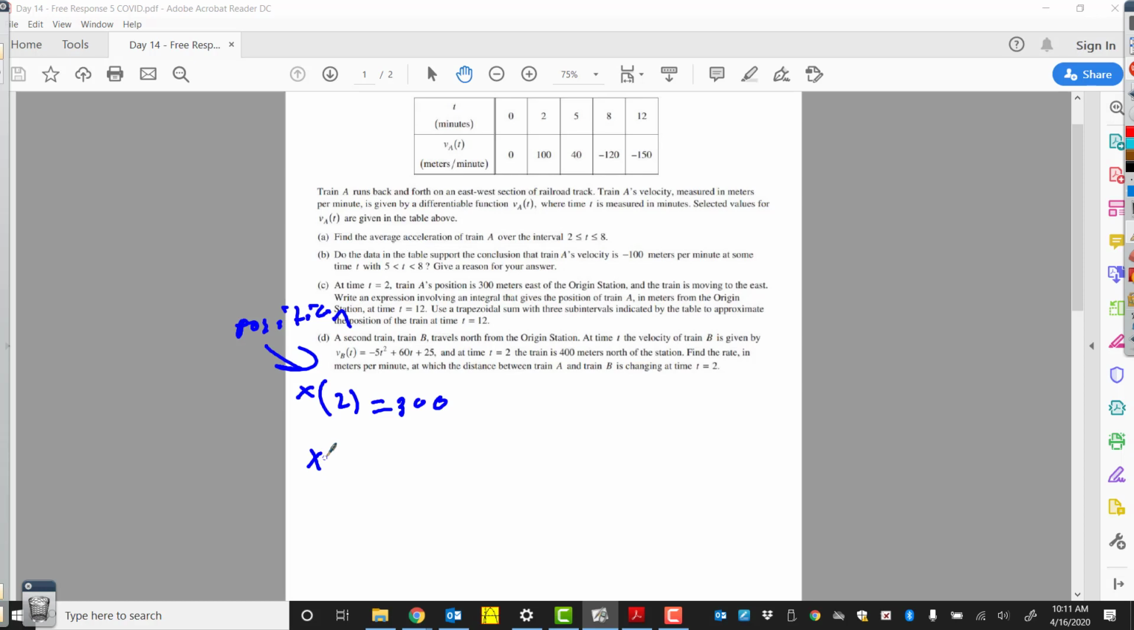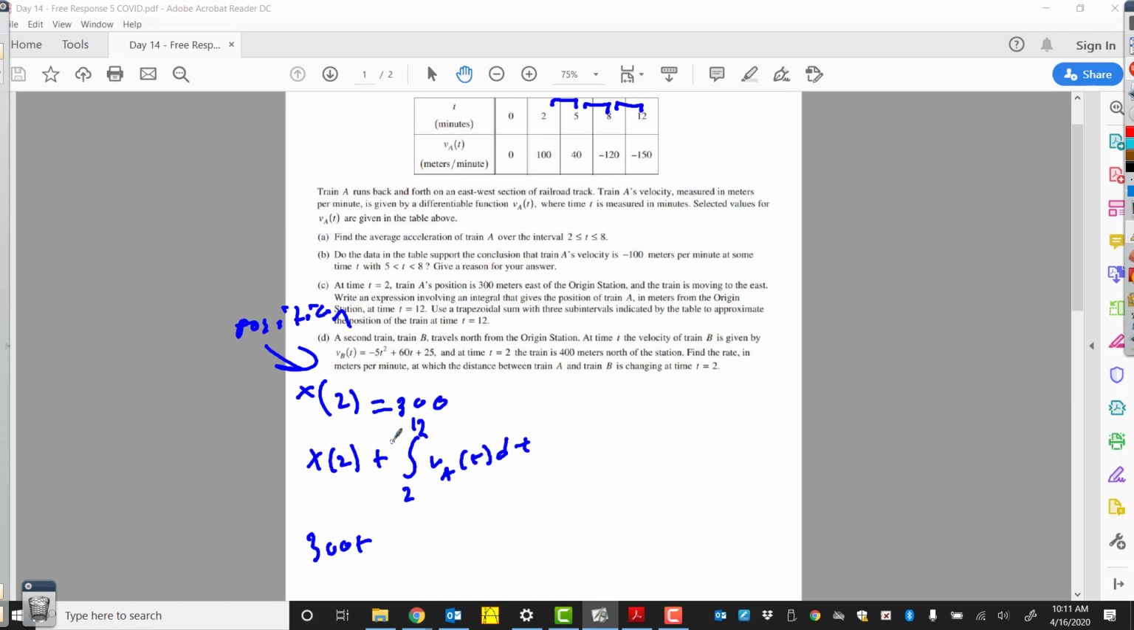We know that it's going to be the position at 2 plus the integral from 2 to 12 of the velocity. That's a pretty easy integral to set up. Well, from there, it's much easier to see the trapezoid sum we're going to set up. Okay? So if we look at it, we have 300 plus, and then our trapezoids are going to be 2 to 5, 5 to 8, and then 8 to 12.